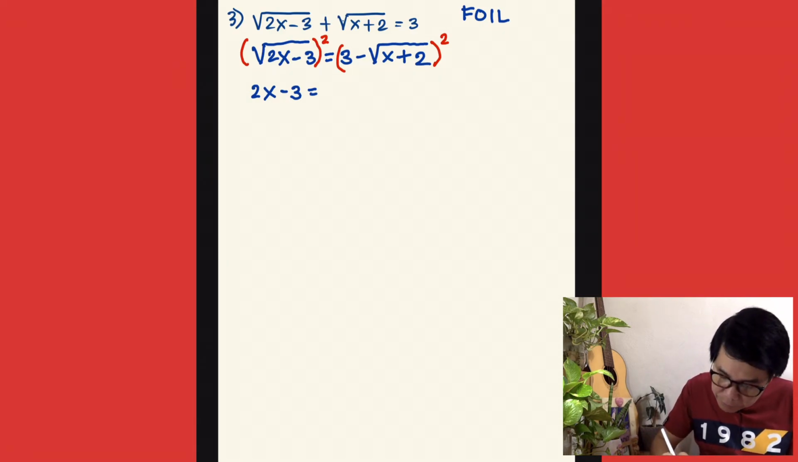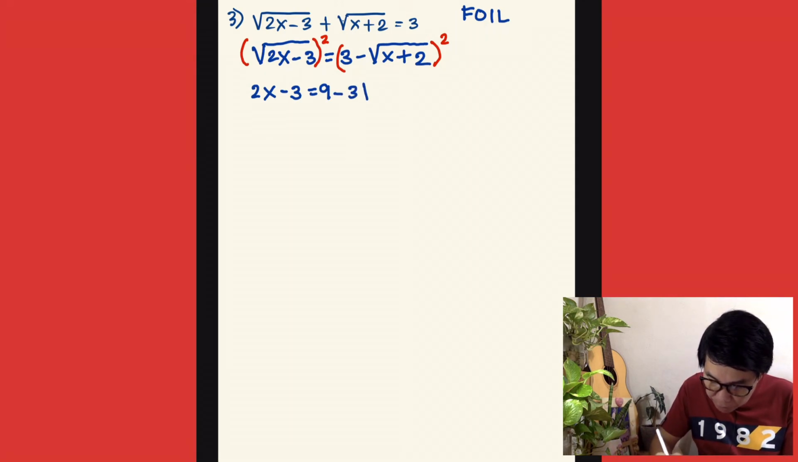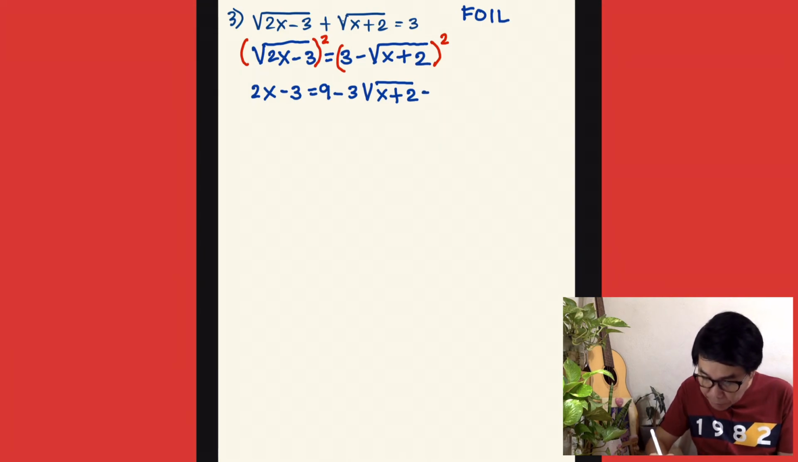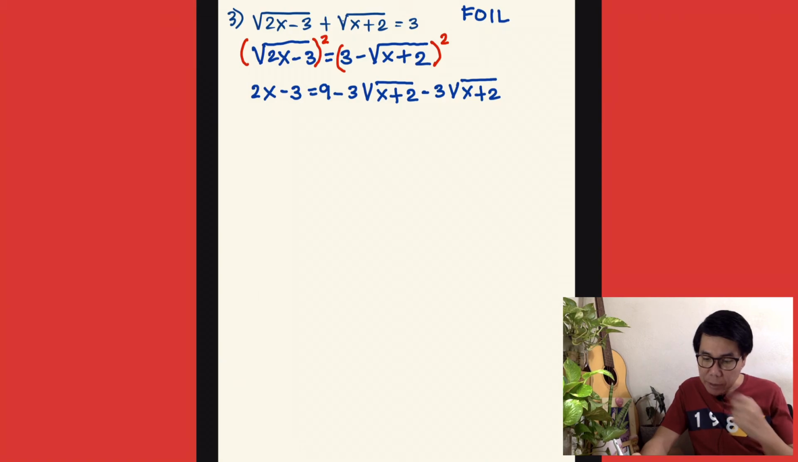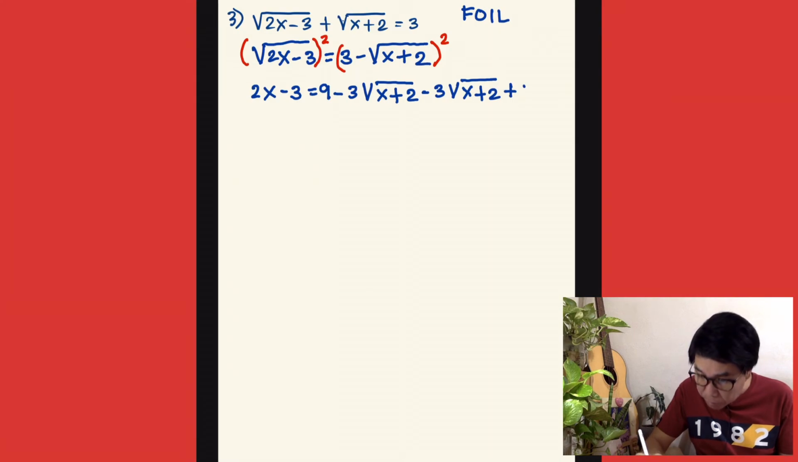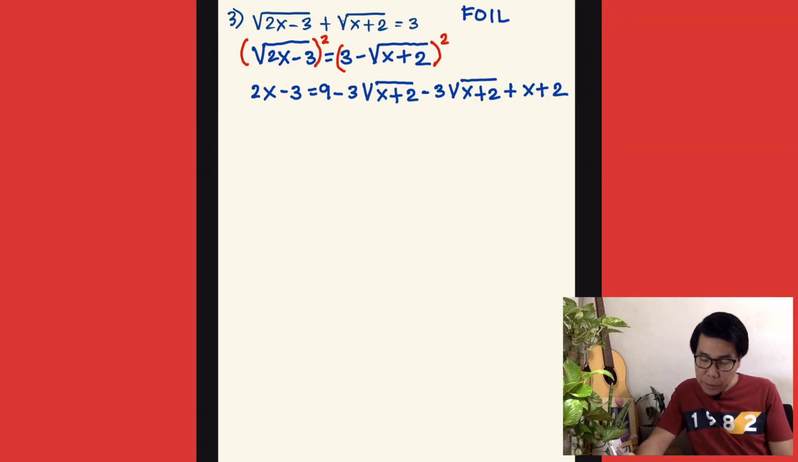So 3 times 3 is 9, and then 3 times negative square root of x plus 2 is negative 3 square root of x plus 2. And then negative square root of x plus 2 times 3 is negative 3 square root of x plus 2. And then negative square root of x plus 2 times negative square root of x plus 2 is positive x plus 2. Now we are going to tidy up the left side and the right side.